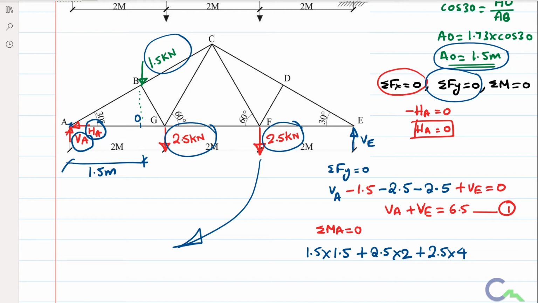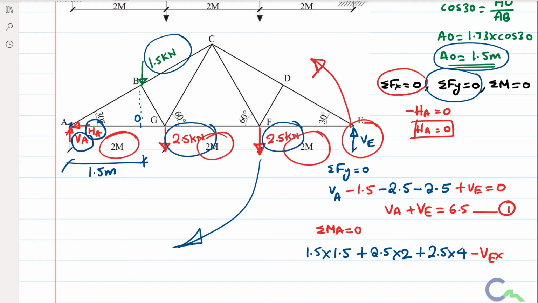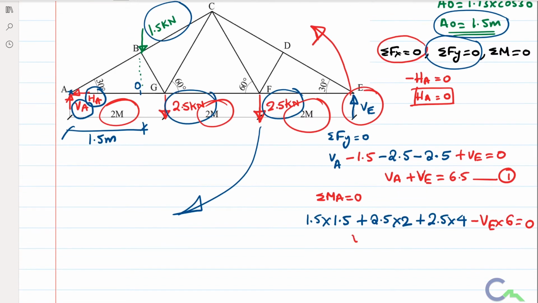So the last force remaining, that is VE. If I apply about A by taking A as center, if I am trying to draw the circle, it is going to rotate in anti-clockwise direction. Therefore I have to take negative VE into perpendicular distance, that is 2 meter plus 2 meter and 2 meter, total 6 meter, that is equal to 0. So I can find the value of VE.